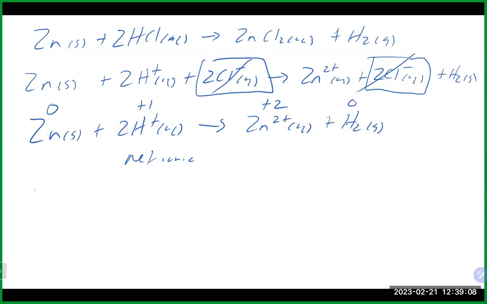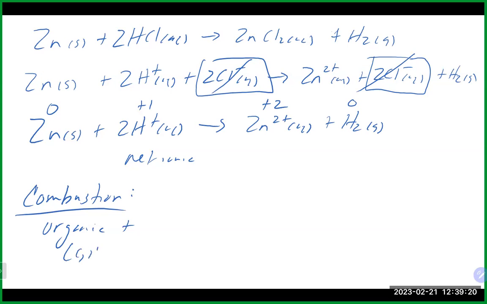Now, the last one that falls under the redox umbrella is the combustion reaction. Most people think about the organic combustion reaction: an organic compound, which is basically carbons, hydrogens, or oxygens, plus some O2 makes CO2 and water. That's like when you light your Bunsen burner, that's methane. And you basically will produce CO2 and water.